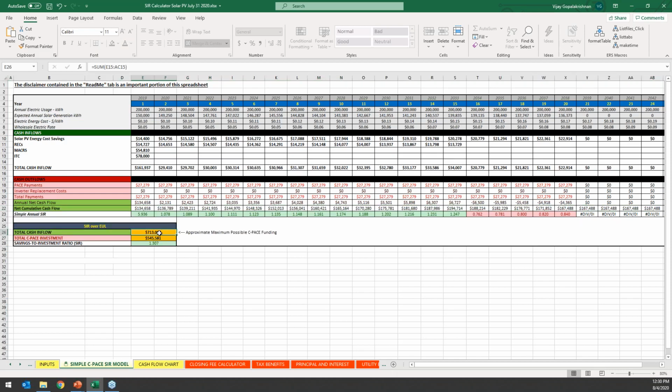The total cash inflow over 20 years is $713,000, and the CPACE investment is $546,000. So the net savings to investment ratio over the life of the project is 1.307, which means that it passes the SIR test. That's the value we're after at the end of the day. That's the guideline requirement of being above 1.000. So that's what we're looking for.